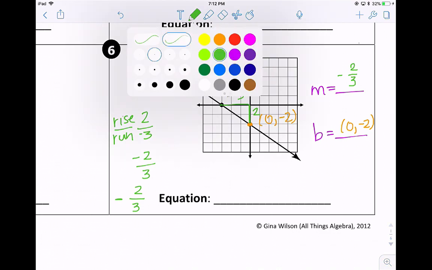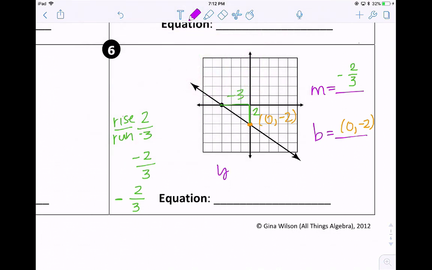All right, so now I'm going to put it into the equation. So in y equals mx plus b, I have y equals our m, or slope, was -2/3 x plus b. Again, our b here is -2, so instead of putting plus -2, I'm just going to put -2. Adding a negative is the same thing as subtracting.